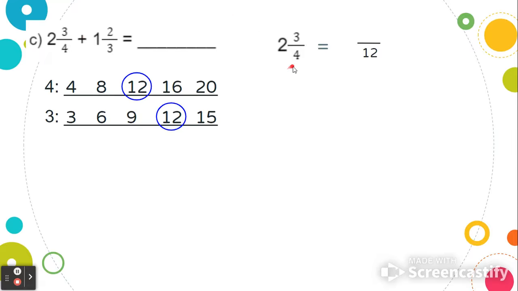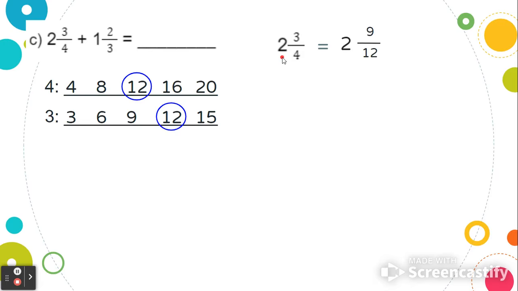Let's think, what do we multiply by 4 to get to 12? Well, 4 times 3 equals 12. So since we're multiplying by 3 on the bottom, we need to multiply the numerator by 3. We can see that 3 times 3 is 9. The whole number 2 in the front stays the same.